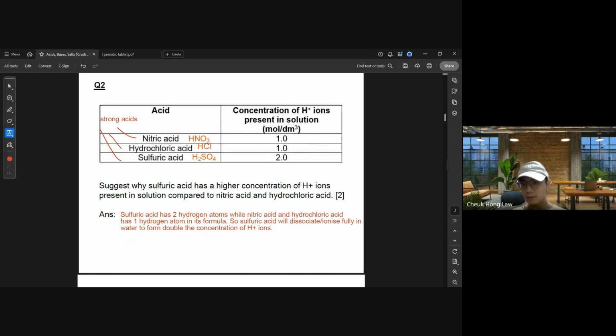Is the term for this dibasic? No, it's not dibasic because these are acids. Acids are not basic, they are acidic. So there's not really a term for this. It's just that the same amount of acid will dissociate fully, but form double the concentration because it has double the atoms.